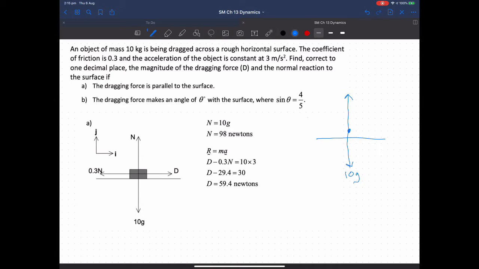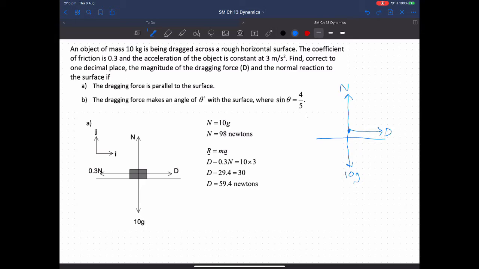Now we're being told that it's being dragged across. So if you imagine someone tying a rope to it and pulling it across, or if it was a box, someone bending down and pulling the box across the surface, that dragging force I'm showing as D.